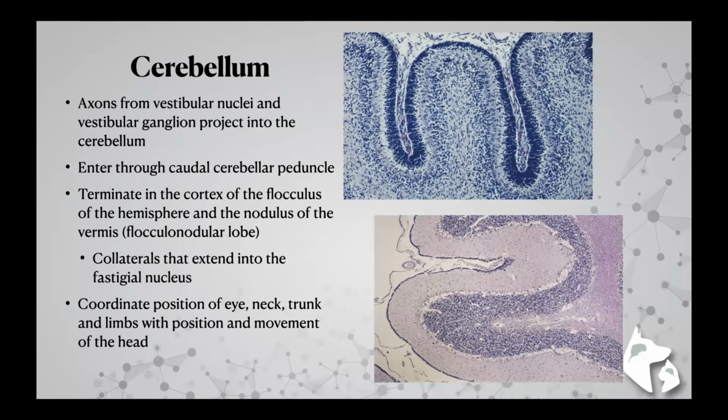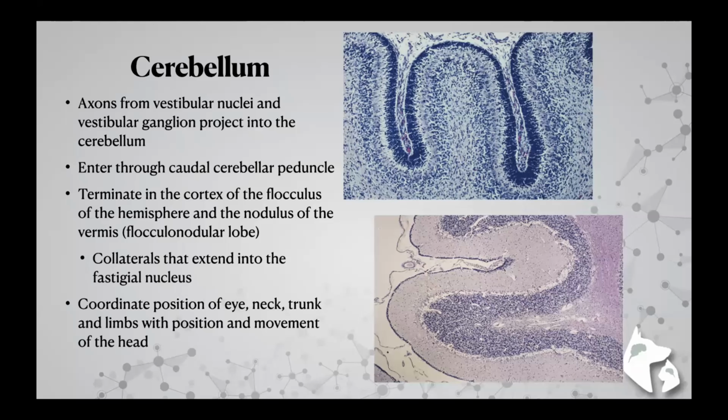And these are involved with coordination of the position of the eyes, the neck, the trunk, and the limbs with the position and the movement of the head. So your cerebellum does not initiate movement, but it smooths it out. So it is what's coordinating your ability to reach out and touch something without overextending or underextending. So that's kind of the job of your cerebellum. So it's involved in quite a lot, but it's more of a coordinator and an organizer rather than an initiator.